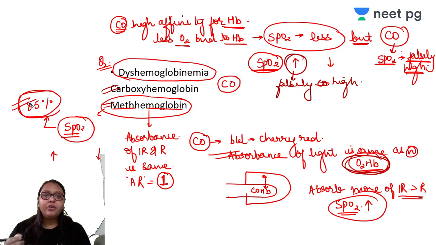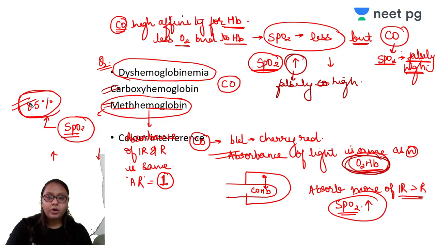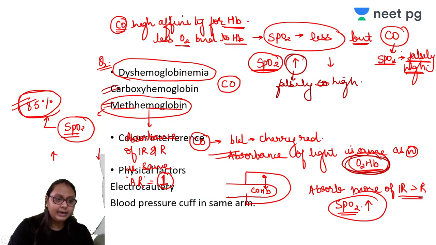ठीक है, so therefore if the oxygen saturation is actually 90%, it will give us a falsely low value, and if the oxygen saturation is actually 80%, it is giving us a high value. Is it clear? So these are the two very important points, the sources of error which happen in dyshemoglobinemias, that is carboxy and methemoglobin. Okay, now the color interference I will tell you in the other slide.